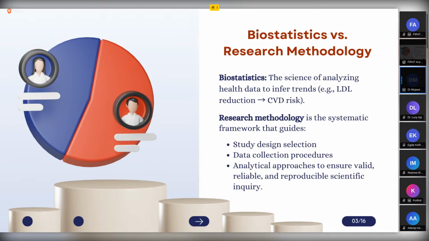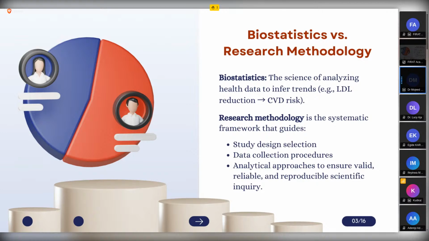If you are doing a quantitative study, for example, are you going to use a questionnaire to collect data? Or are you going to combine a questionnaire with an observational checklist?